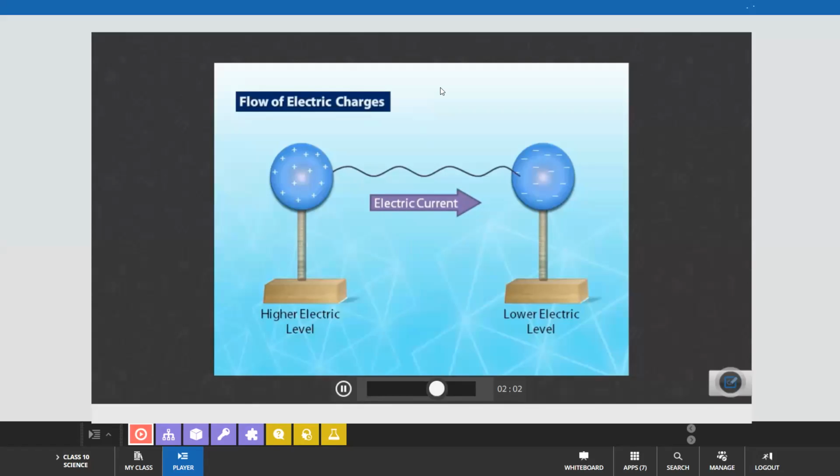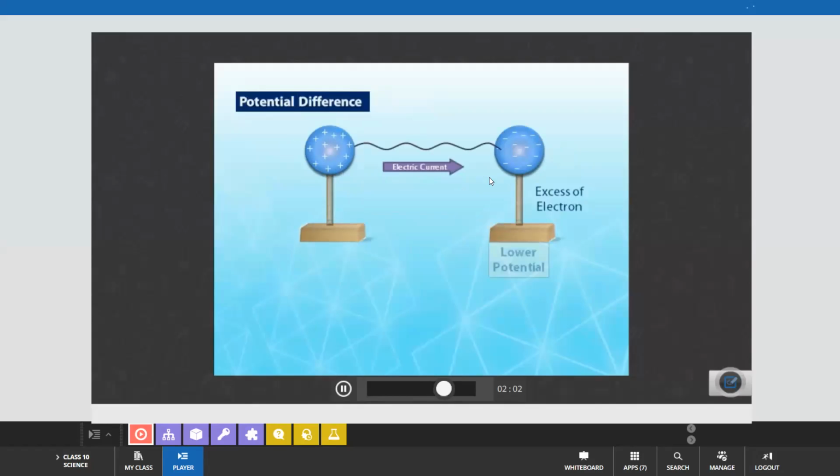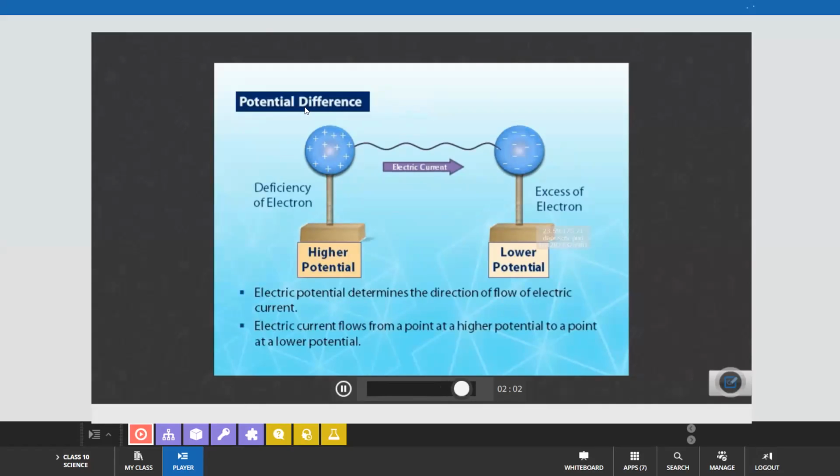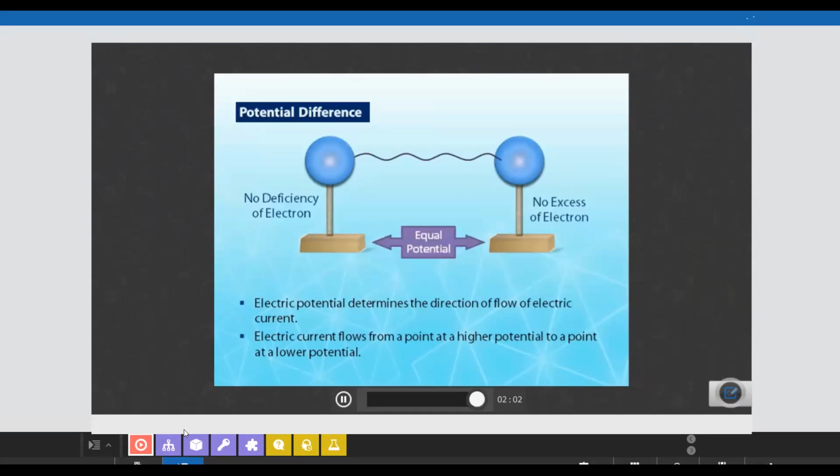The conductor having excess of electrons is negatively charged and said to be at a lower potential, while the conductor having deficiency of electrons is positively charged and said to be at a higher potential. The difference between the electric levels is called the potential difference. When, after some time, both the conductors acquire electric equilibrium, they will have equal potential and no charges will flow. Therefore, there will be no electric current then.